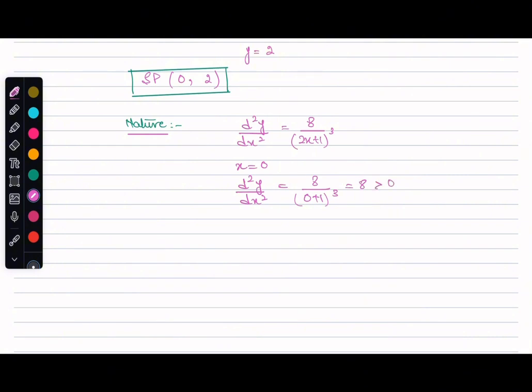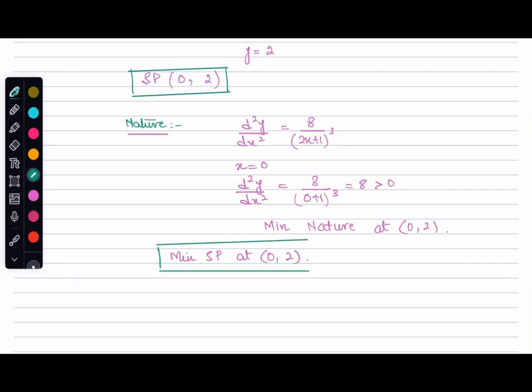So as soon as the second derivative comes out to be greater than 0, we know that it has to have a minimum nature. So this needs to be the nature of the point, a minimum stationary point at 0 comma 2. So this is how the first question for differentiation from the past papers can be solved, and we will be moving to the next question now.